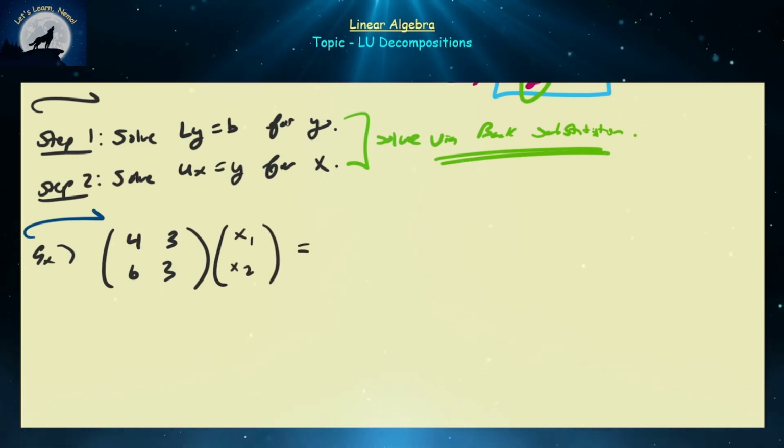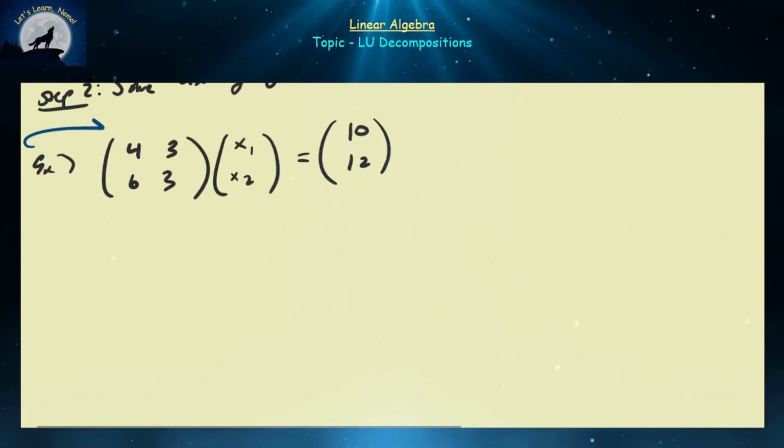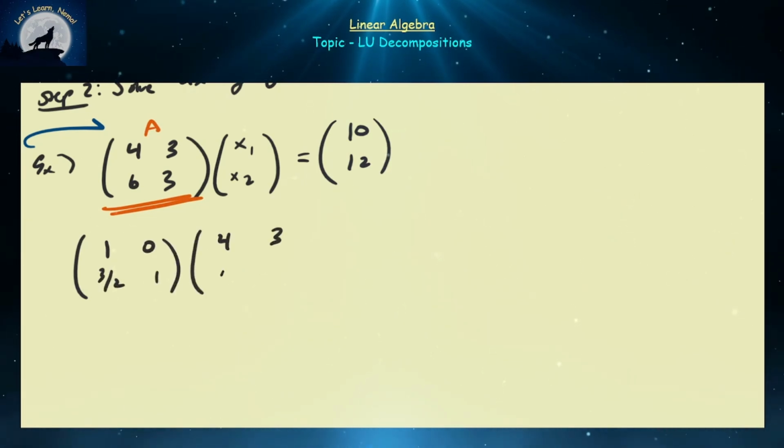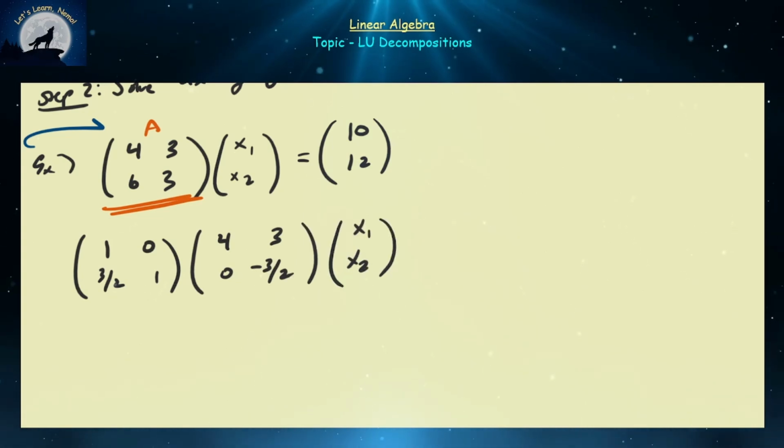That's our end goal. And let's assume this is equal to 10 and 12. We can clearly see that 12 minus 18 is non-zero, so there does exist a unique solution for this. So the first thing we're going to do is perform an LU decomposition on this particular matrix A, which we've already proven to be [1, 0; 3/2, 1] times [4, 3; 0, -3/2] times [x1, x2], and that's going to be equal to [10, 12].